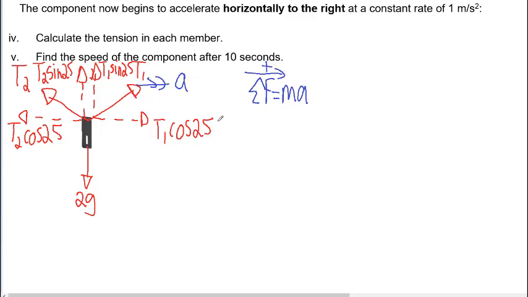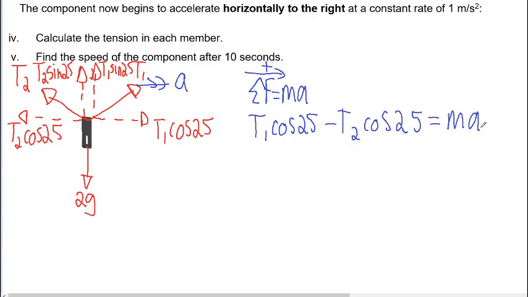Therefore, in the x direction, this must be positive, so T1 cosine 25 minus, because it's going backwards, T2 cosine 25 equals ma. Now, here we have our first equation. Now, let's simplify a little bit. So, let's simplify this equation.